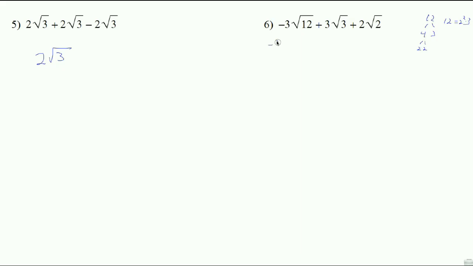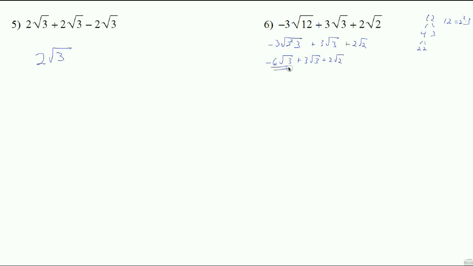And so we have negative 3 square root of 2 squared times 3, plus 3 root 3, plus 2 root 2. And we can bring out a 2. Square root of 2 squared is 2. So that's negative 3 times this 2 that's coming out here. So we have negative 6 times the square root of 3 plus 3 times the square root of 3 plus 2 times the square root of 2.